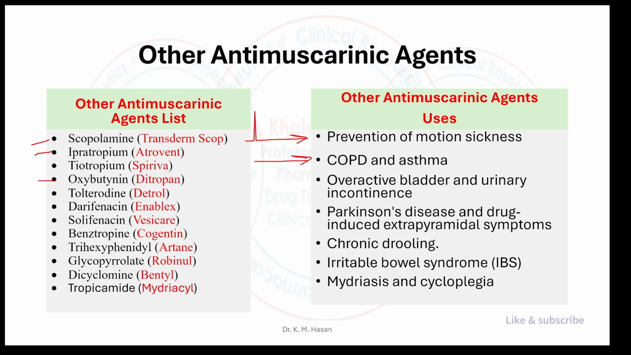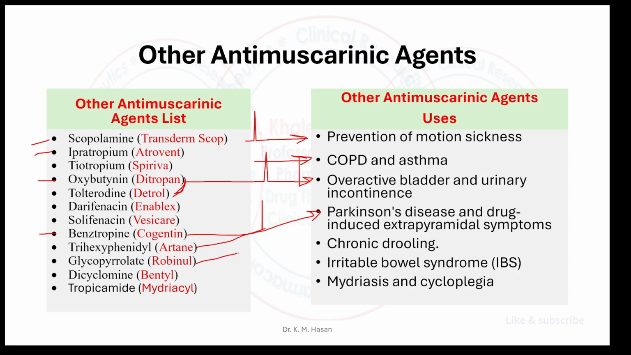Oxybutynin, Ditropan, used for overactive bladder and urinary incontinence. Tolterodine belongs to the same group, tolterodine and oxybutynin. Darifenacin, solifenacin, the same. Benztropine, Cogentin, used for patients with Parkinson disease. Trihexyphenidyl, the same, for Parkinson disease.